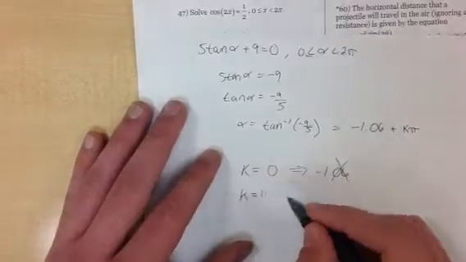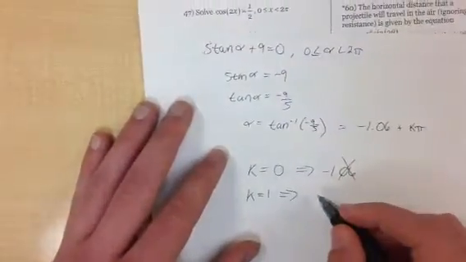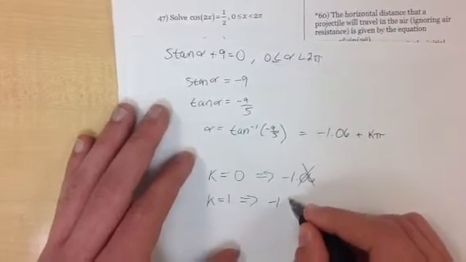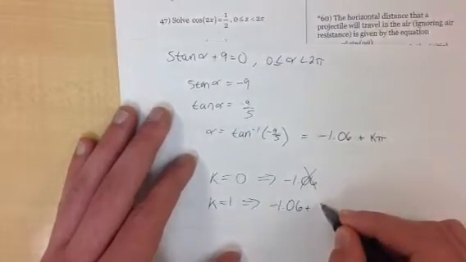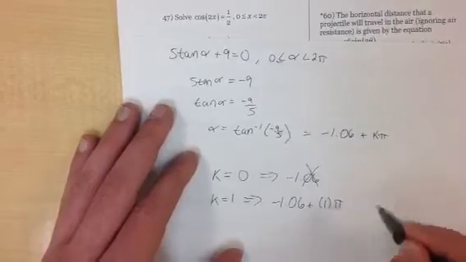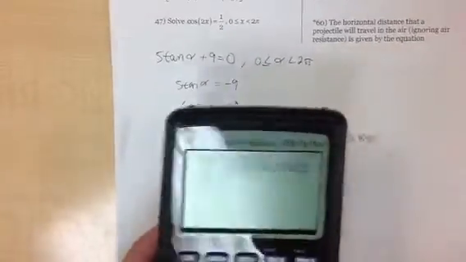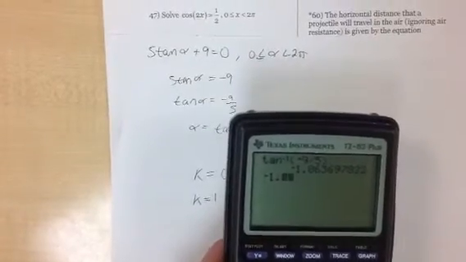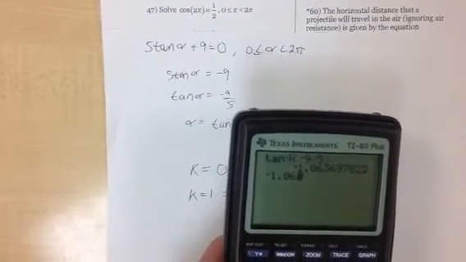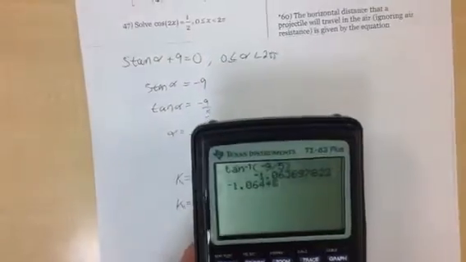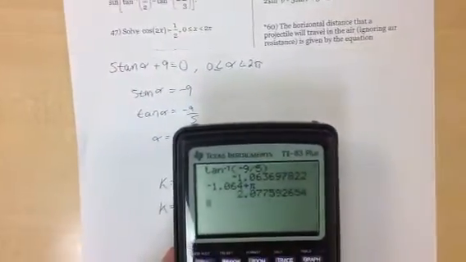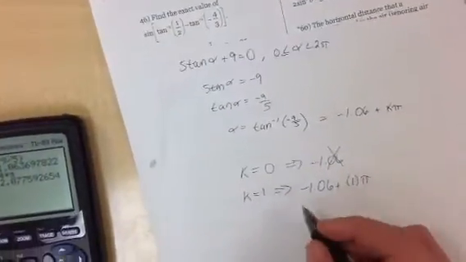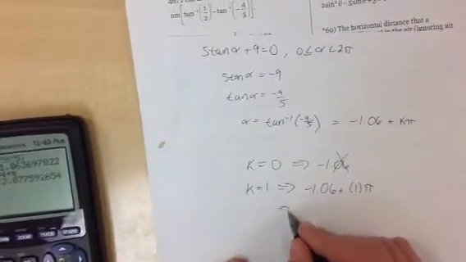Next is k equals 1. So we're going to plug in negative 1.06 plus 1 pi. Now we're going to type that into the calculator. Negative 1.064 plus pi. That gives us 2.0775, which is in the domain, so that's going to be one of our answers.